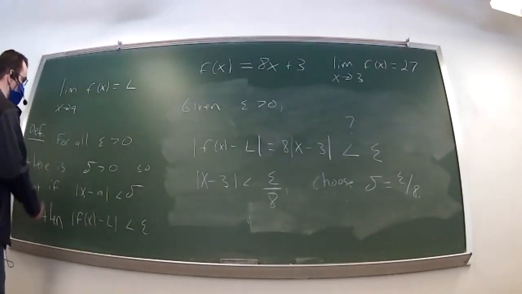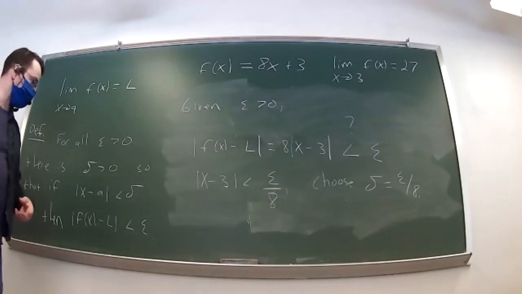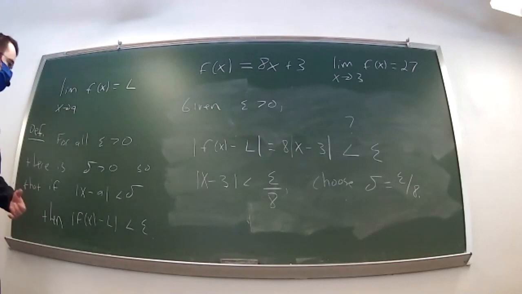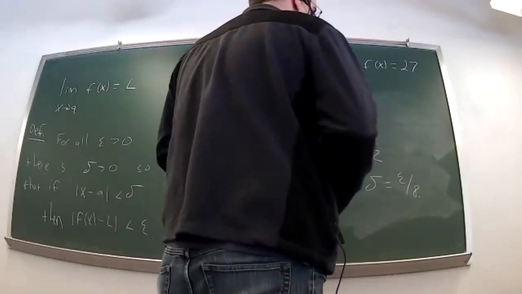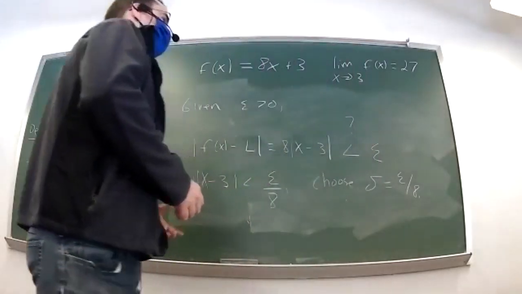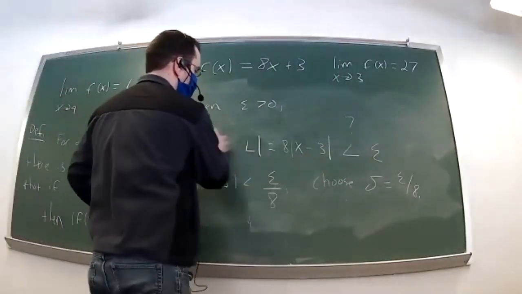So that's how these proofs work. Given unspecified epsilon, how do you choose delta in terms of epsilon so that whenever the distance from x to a is less than delta, the distance from f of x to L will be less than epsilon? So you find your delta, here we found it, and then you show that it works. So here's the formal proof.